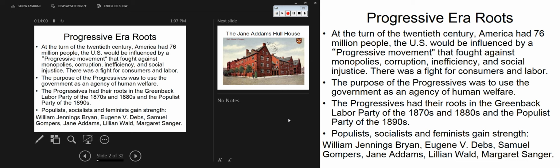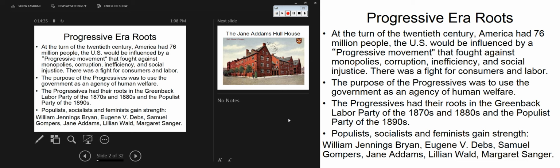So what is the era and the roots and the start of the Progressive Era all about? Keep in mind, we've got large-scale immigration during this era, immigrants being processed at Ellis Island and Angel Island, Ellis Island on the East Coast in New York, Angel Island on the West Coast in San Francisco. 76 million people are going to total the U.S. population at the turn of the century.